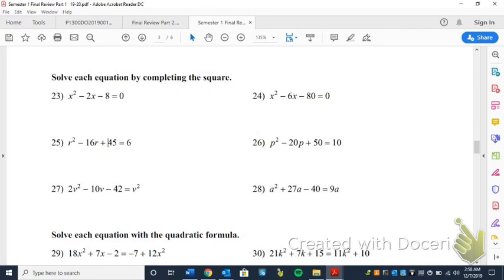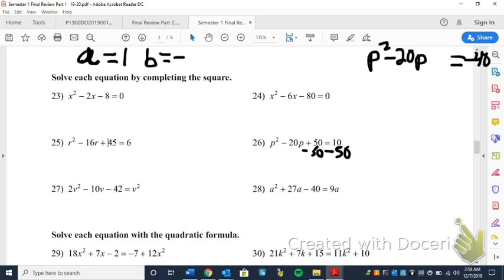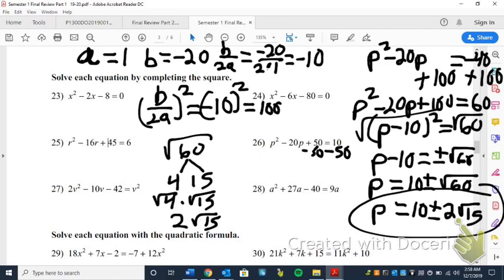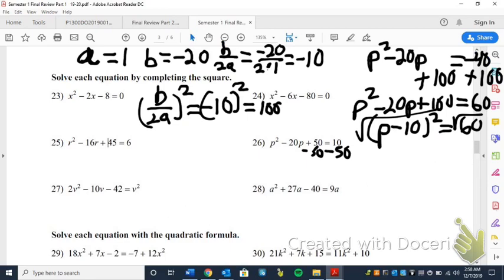26. Subtract 50 from both sides. p squared minus 20p equals negative 40. A equals 1, b equals negative 20. b over 2a is negative 20 over 2 times 1, which gives us negative 10. So b over 2a squared gives us negative 10 squared, or 100. So I then add 100 to both sides.